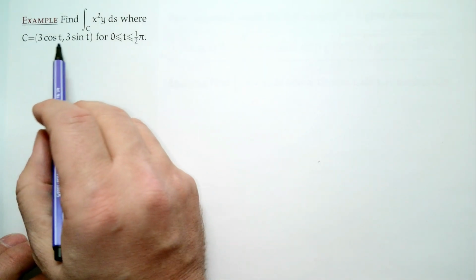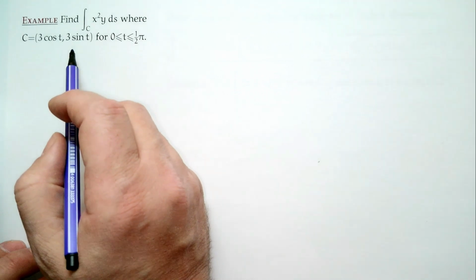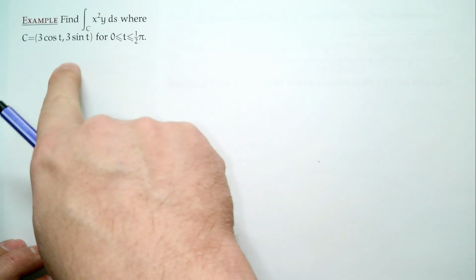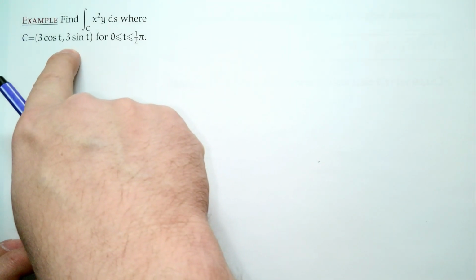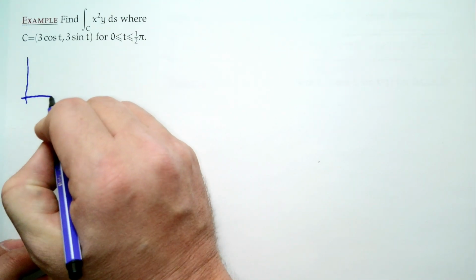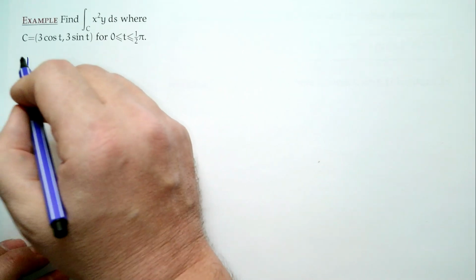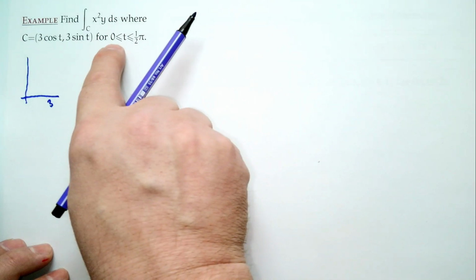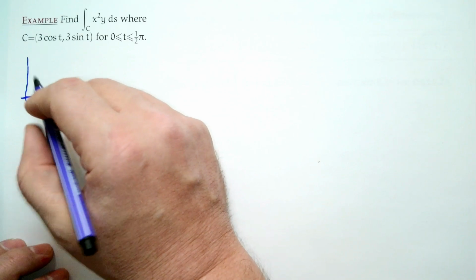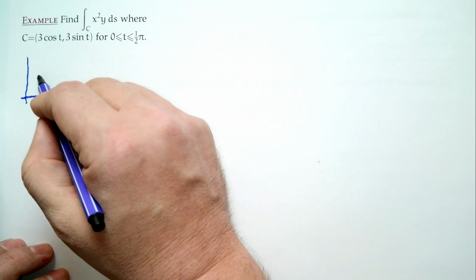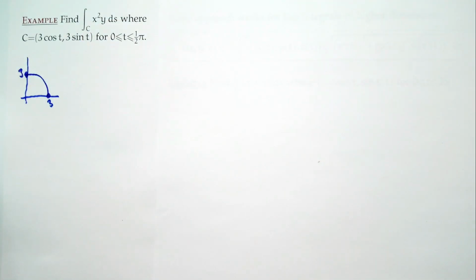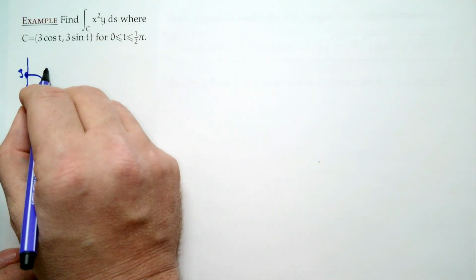Now you might recognize this curve. Have you seen a curve that looks like 3 cosine t, 3 sine t? Well, it's a lot like the unit circle, but the 3 does what? Yeah, it expands the radius. So this is actually part of a circle with radius 3. The reason I say part of a circle is time only goes between 0 and pi halves. So you start at time 0 here, moving in the first quadrant, and you end at time pi halves there. So this is our curve, a quarter of a circle.